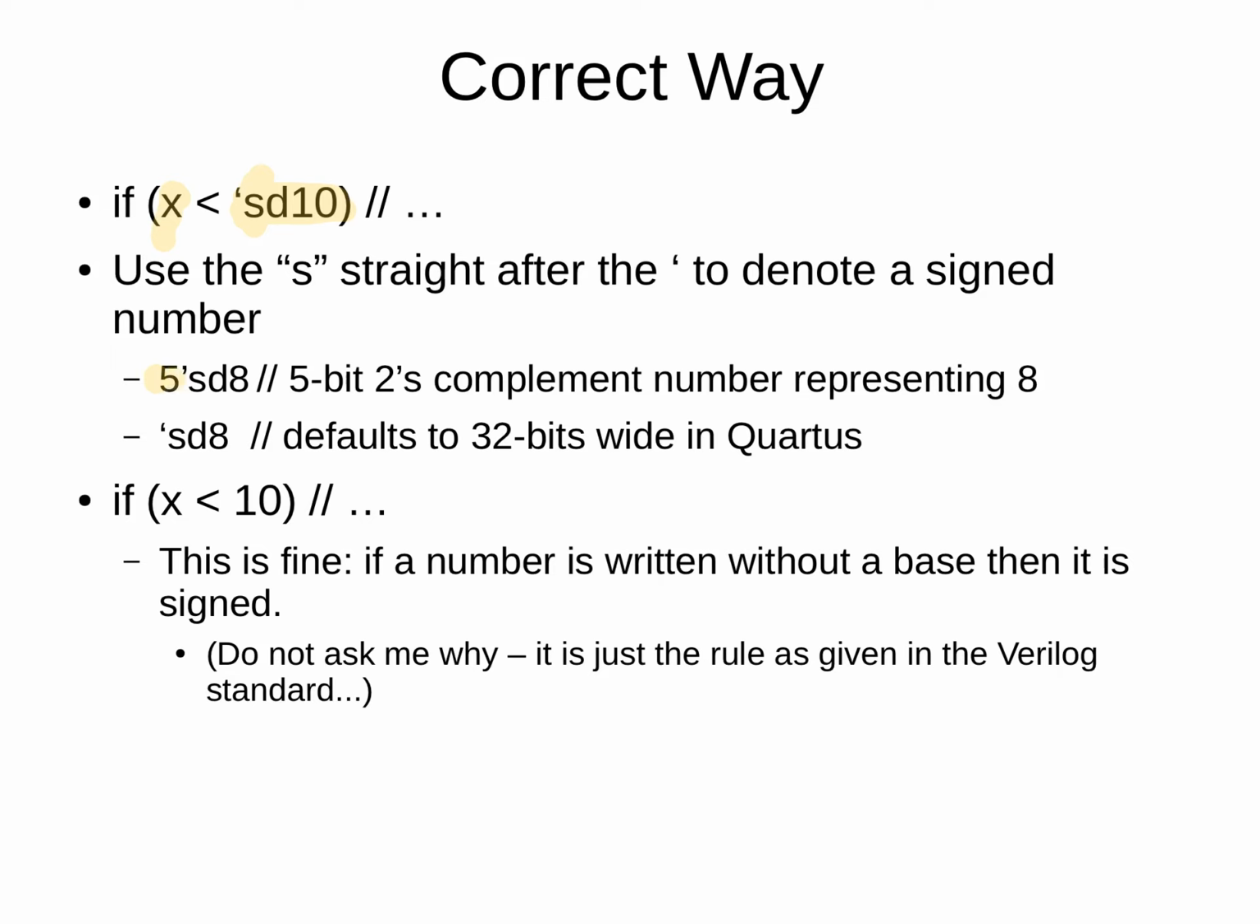So therefore, when I write this here, it means I've got a 5-bit number. S here means it's signed. To be pedantic, it means we're going to use 2's complement notation to represent it. So this means the 5-bit 2's complement number that represents 8.